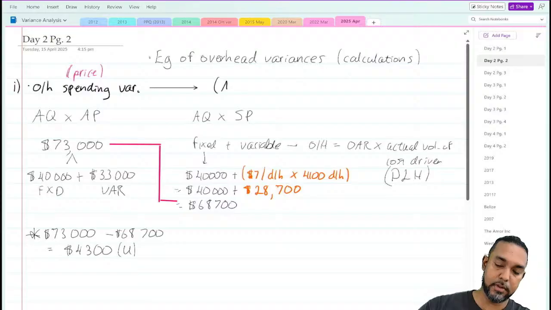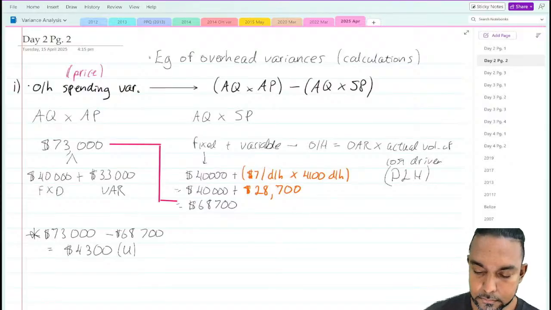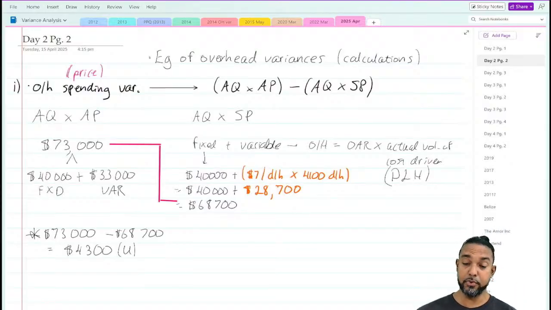Right, so this is actual quantity by actual price compared to actual quantity by standard price. And again, because it's overheads, you have to break it up into fixed and variable.